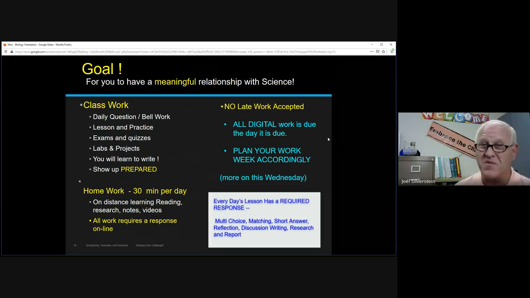To get there, there's some stuff you need to do. You're going to have classwork. There's going to be a lesson and some practice every day. You'll have exams and quizzes. You'll have labs and projects. You're going to learn to write. Because of my background in communication, I love seeing what you can write. It really helps me get a better understanding as to what you know. I can better assess your abilities and what you've learned by what you write than looking at a multiple choice question sheet. So we're going to do some of those things.